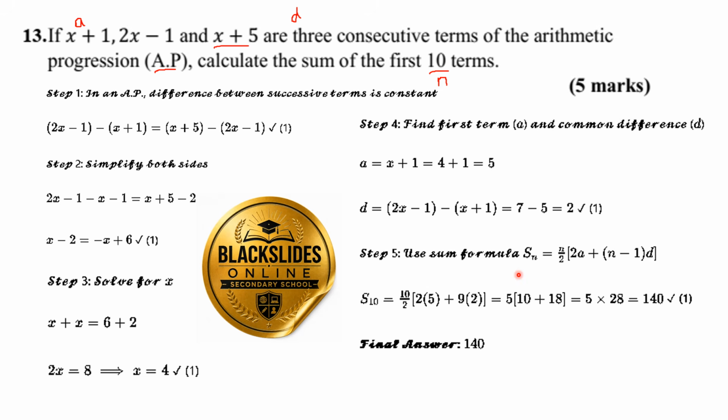Then you use the sum formula. The sum formula says the number of terms divided by 2 multiplied by 2a, where a is the first term, plus the product of the number of terms minus 1 multiplied by the common difference. Substituting and simplifying will give us 140 as the answer.